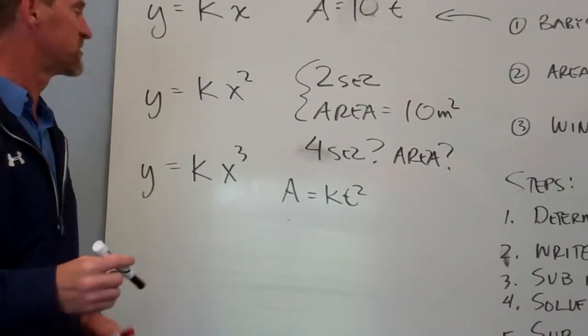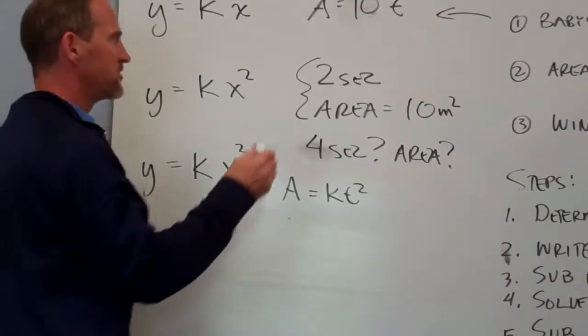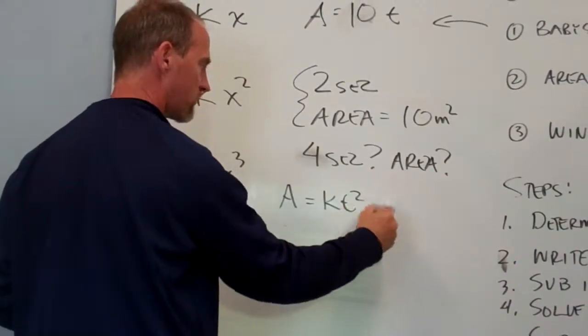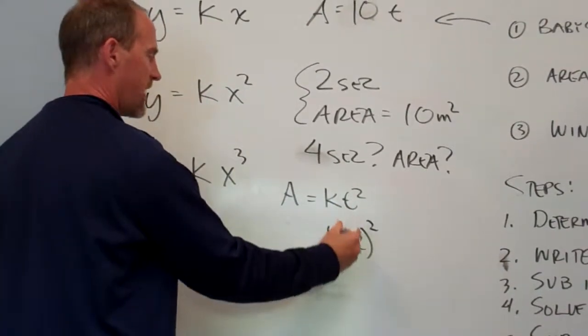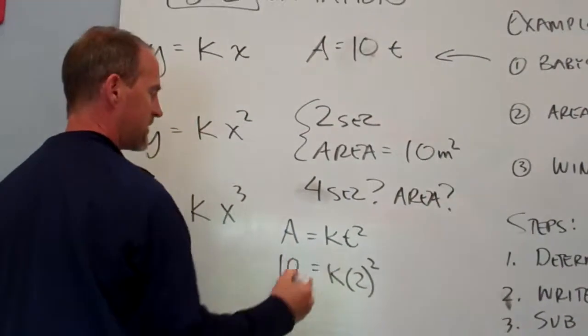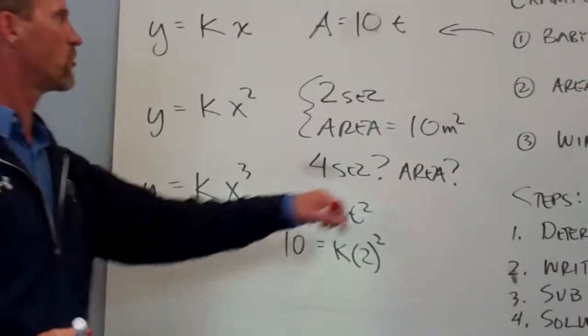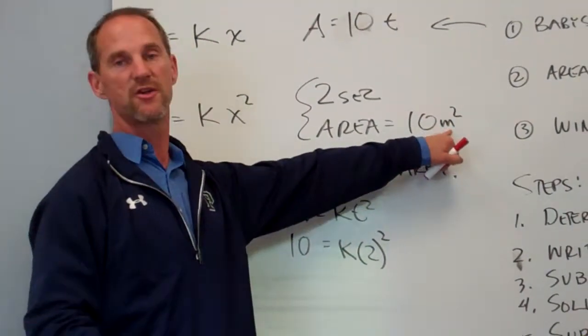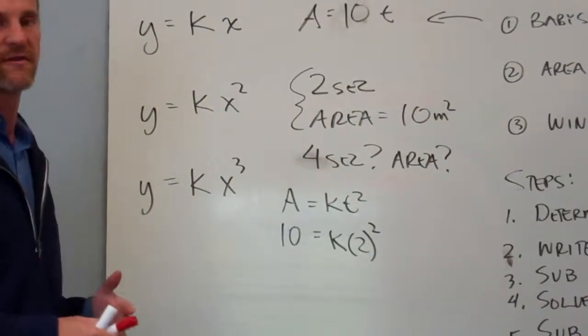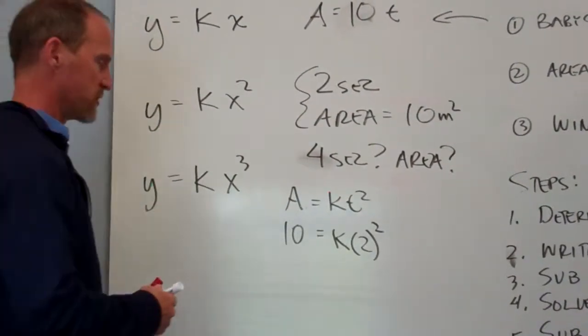But you know, that makes it a little bit simpler, but it's not essential. What I'm going to do is put the 2 in place of the t. Don't forget this exponent. K does not change, that's what we're looking for, but the area is 10 square meters. Don't worry about this m squared, that's just our unit of measurement. When you're talking about area, you know it's going to be square units, square feet, square meters, square miles, whatever.